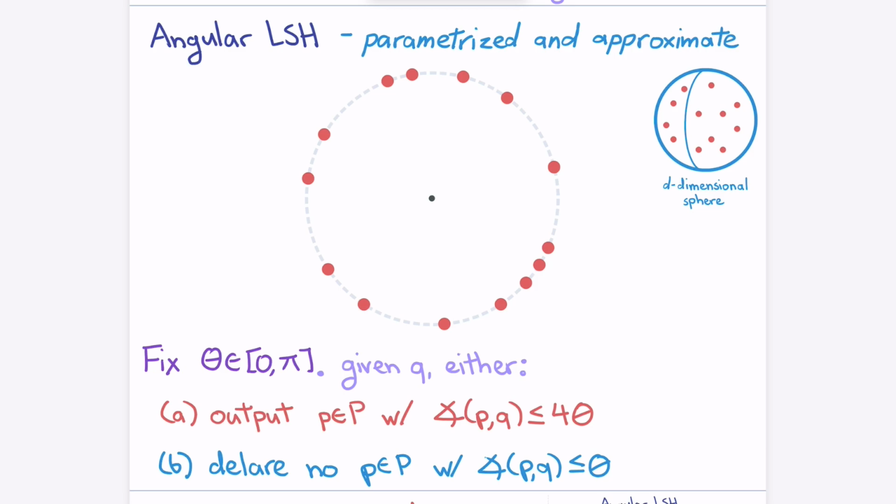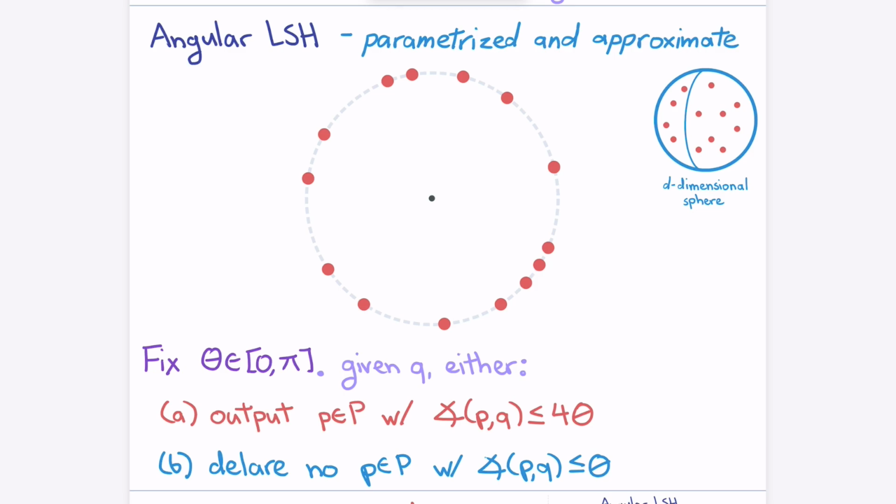Okay. Now, if you can solve this problem, then how would you get an approximate nearest neighbor? So for a particular theta, you can get this within 4 or not. If you had something that can do this really well, how would you actually get an approximate nearest neighbor? Like something within a factor 4 of the true one.